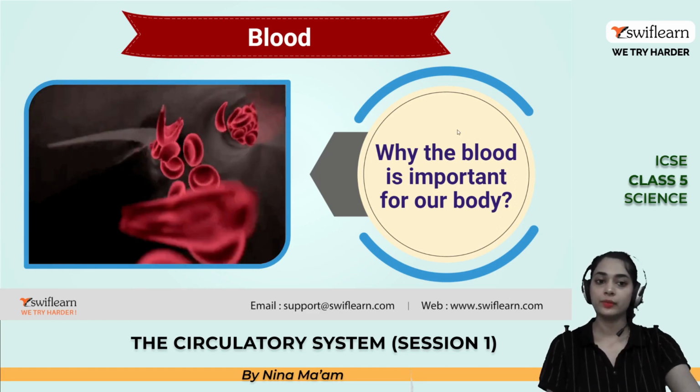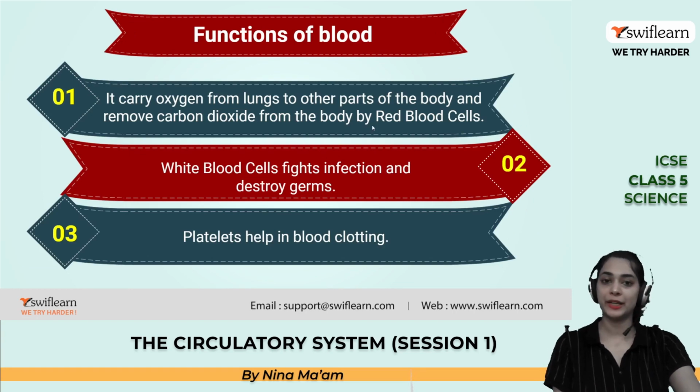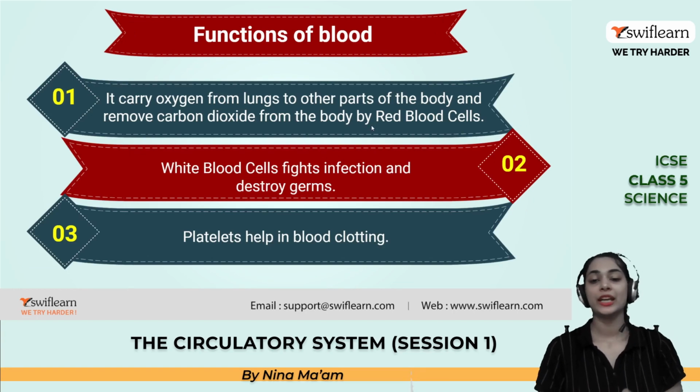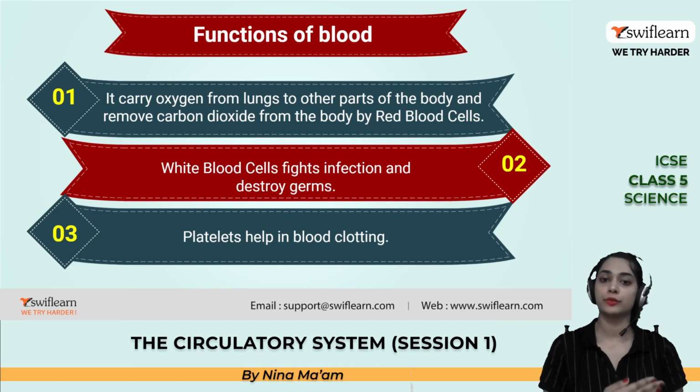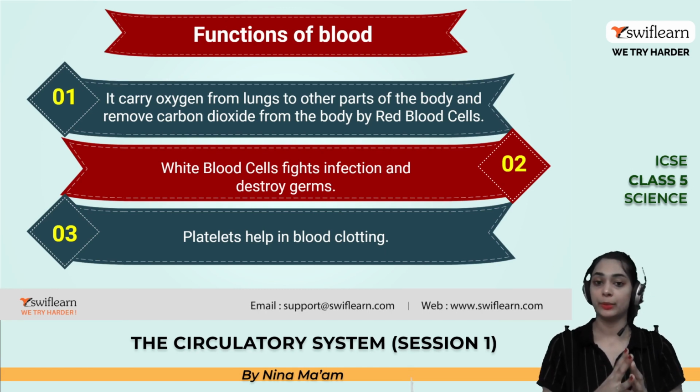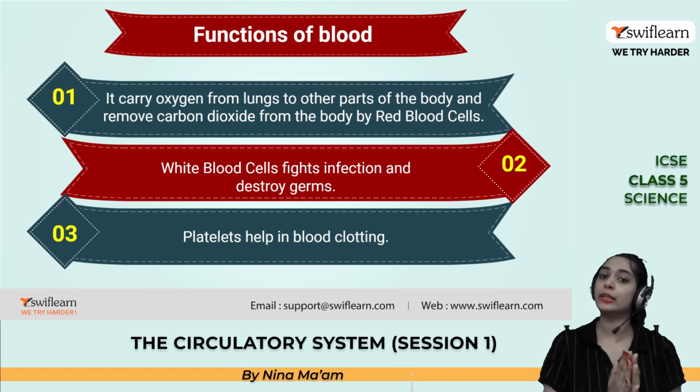Now let's look at the functions of the blood. Function 1: the red blood cells carry oxygen from the lungs to other parts of the body and remove the carbon dioxide, which is not required for the body's functioning. So we have to eliminate it from the body.